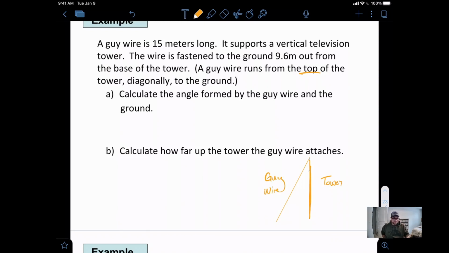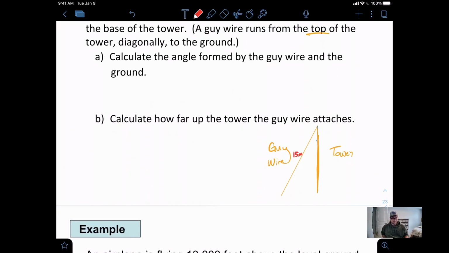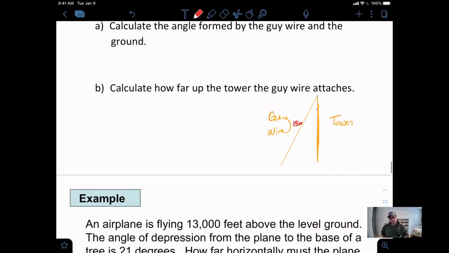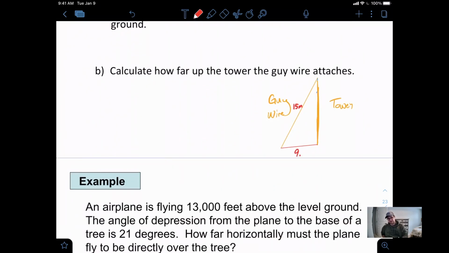Now, what we know is that the guy wire is 15 meters long. So the length of the wire to the ground will be 15 meters. Now, it also tells us that the wire is fastened 9.6 meters out from the base of the tower. So the base of the tower to where the guy wire is fastened is 9.6 meters. Now, we created a right triangle here with the base of that tower.